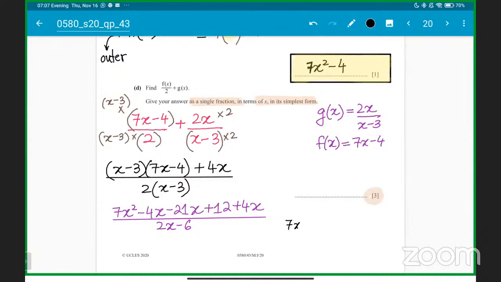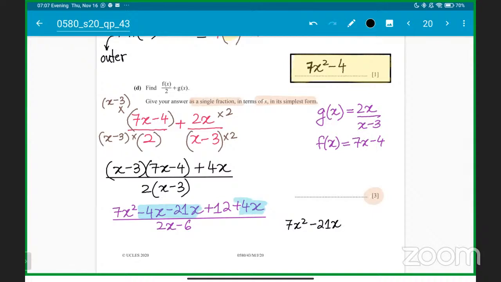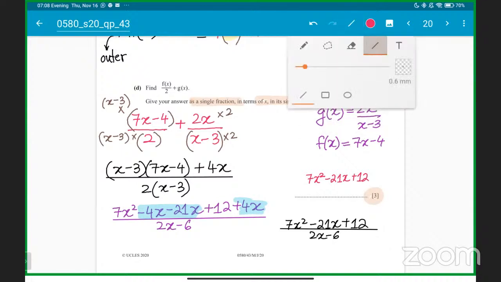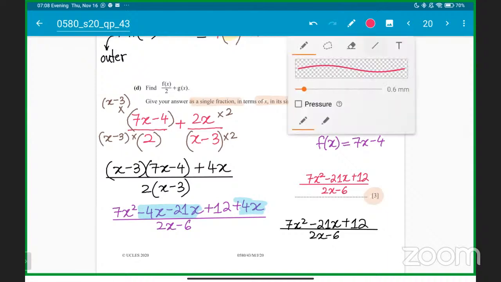Just simplify and get the final answer, okay? So it will be 7x squared, and you simplify it, minus 4x minus 21x plus 4x. So minus 4x plus 4x cancels out. You're only left with minus 21x plus 12. And you have to give the answer in simplest form. So this is the simplest form. Here you go. So you write the answer: 7x squared minus 21x plus 12, divided by 2x minus 6. Hope students got this. This is what this is all about. Got it clear, everyone?